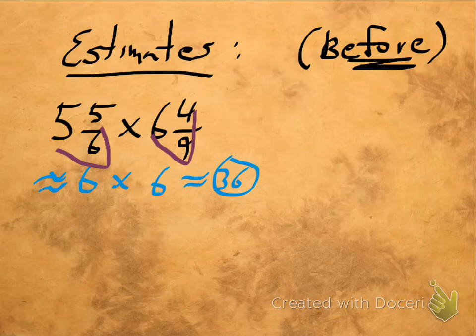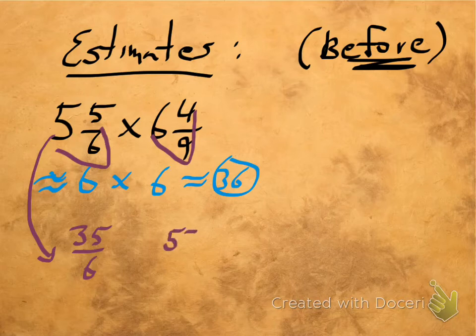Okay, so what will 5 and 5/6 become? So we multiply 5 times 6, which is? 30. Okay, and then we add the 5, and we get 35 over 6. All we did was convert this mixed number into an improper fraction. What if we do the same thing for the second fraction? A little bit harder. 6 times 9 is? 54. 54 plus 4 is 58, and so I get 58 over 9.